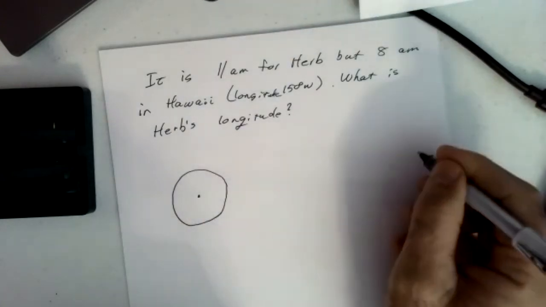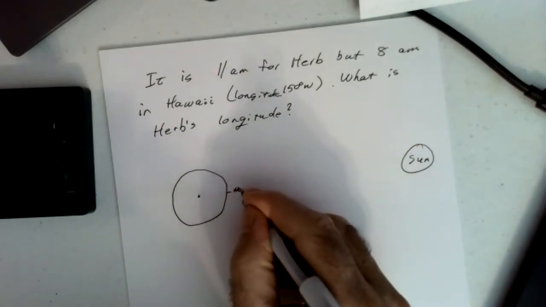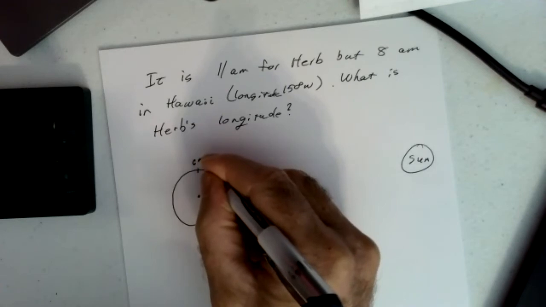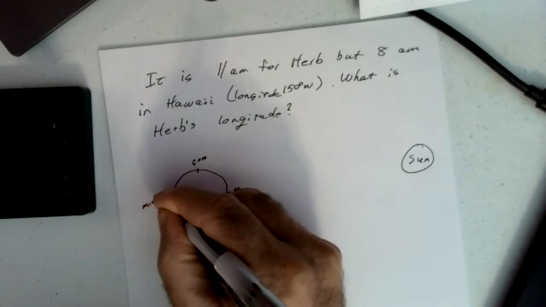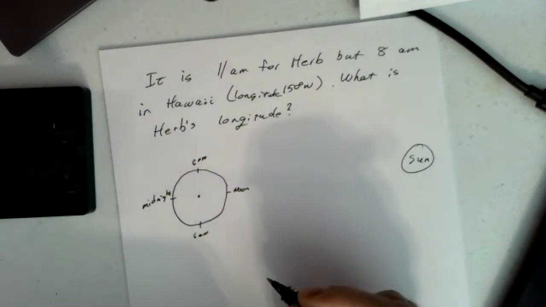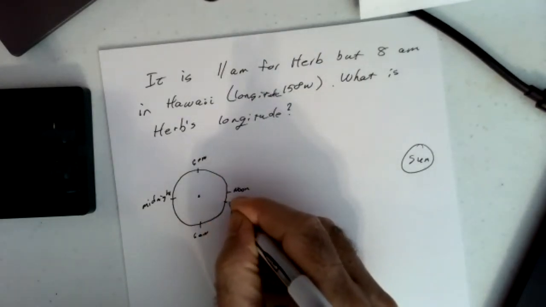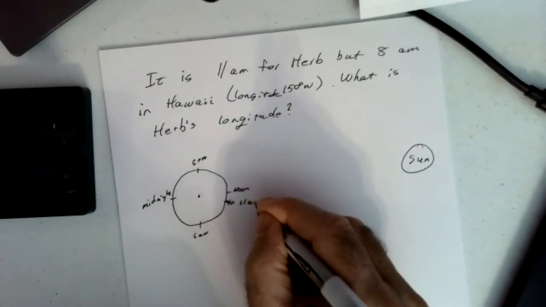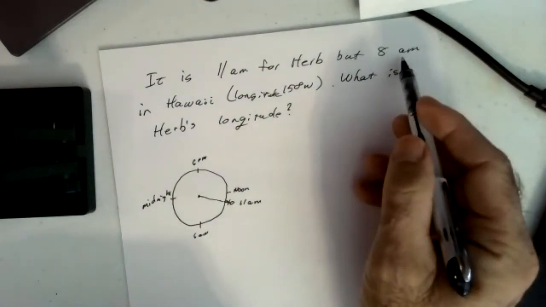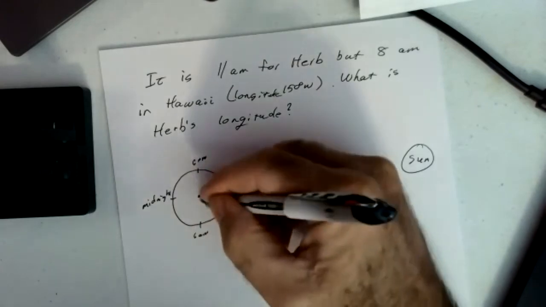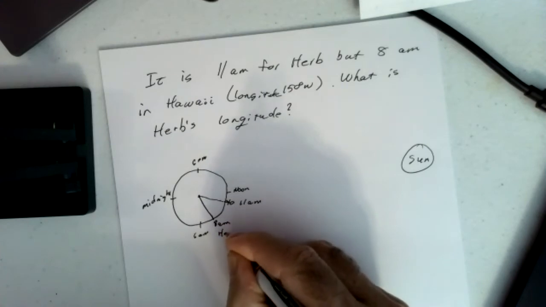So here's our Earth, sun's over here. Okay. Remember, noon is here. 6 p.m.'s here. 6 a.m.'s here. And midnight's here. Okay. So 11 a.m. Herb's going to be in the exact same spot because I made it both times 11 a.m. So Herb's right here at 11 a.m. Okay. But now Hawaii is at 8 a.m. Well, 6 a.m. is down here, so 8 a.m. is going to be about here. So this is 8 a.m. and this is where Hawaii is.